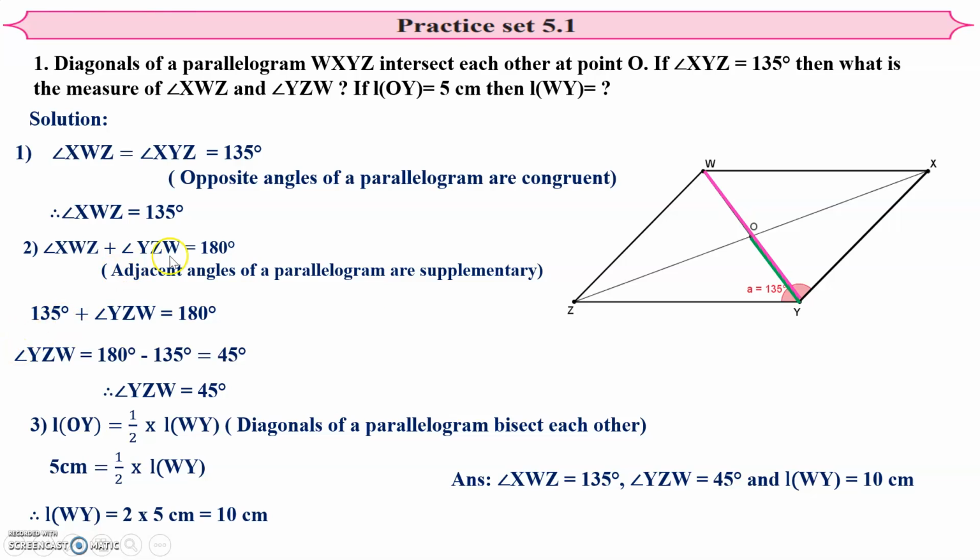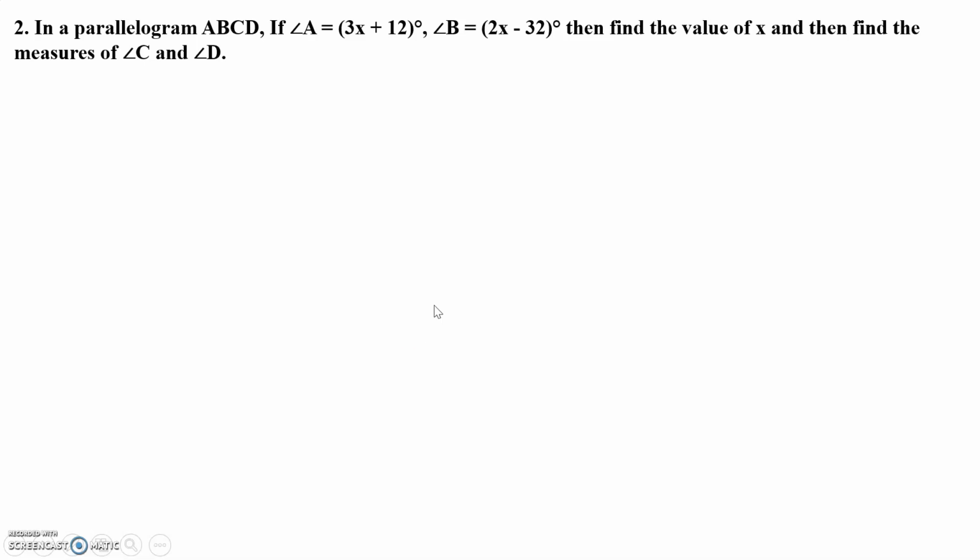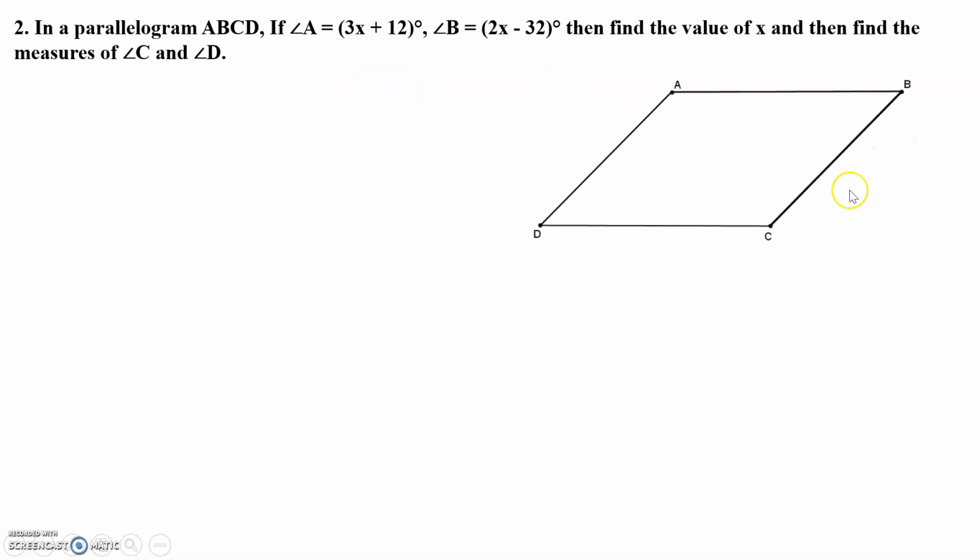Let us now go to the next question. In a parallelogram ABCD, angle A is 3x plus 12 degrees, angle B is 2x minus 32 degrees. Then find the value of x and then find the measures of angles C and D. So let us draw the figure, students. This is the figure ABCD. This is a parallelogram. Let's start with the solution.